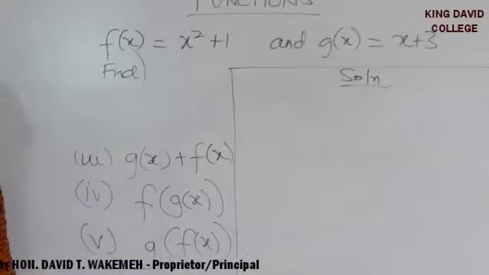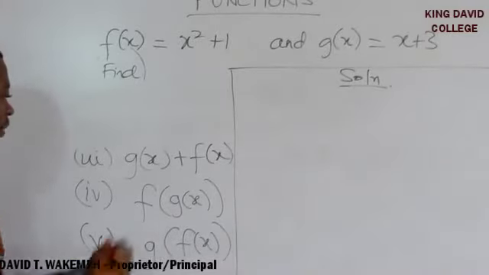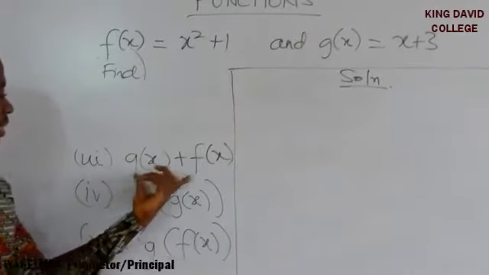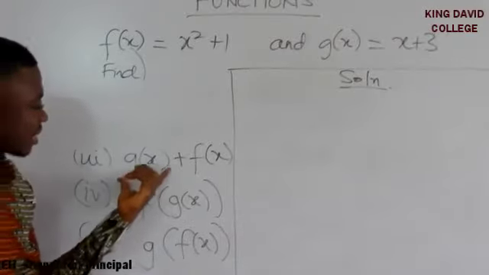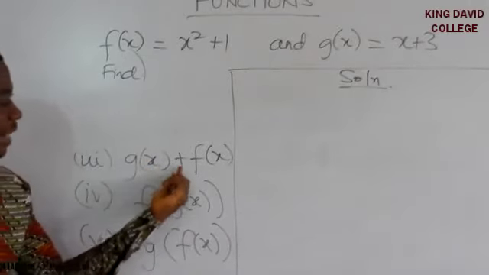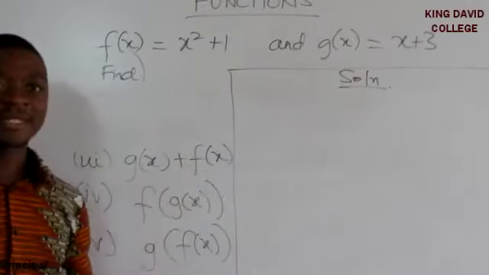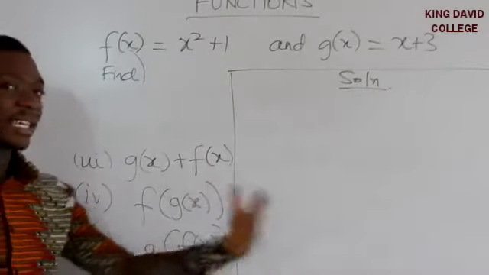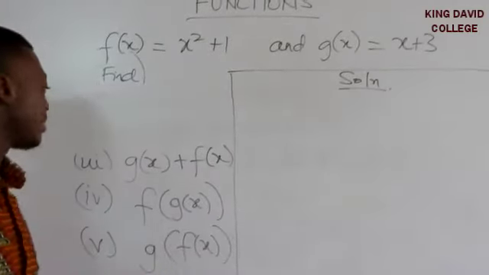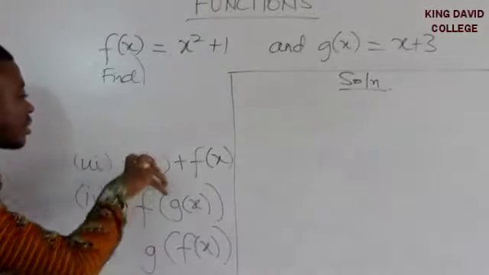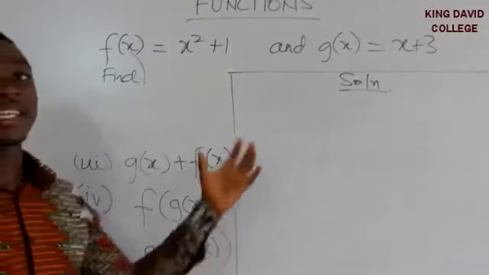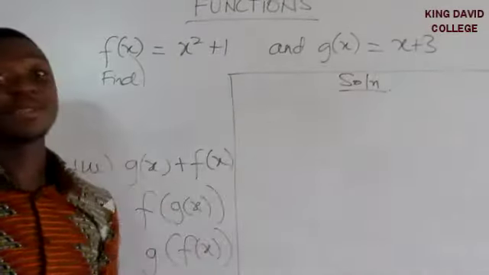If you look at (i) very well, you realize that they are giving you this statement, which is saying what? g of x plus f of x. So what it simply means is that you just sum the g of x function with the f of x function. As simple as that.